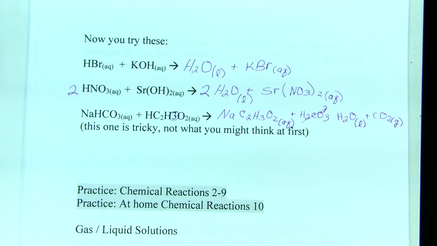So, as you're looking at these, you have a lot of jobs. You look at the equation. You identify the cations and anions in your reactants. You kind of break it apart in your head. Then you trade partners, writing the proper formula. You balance the equation, and you add subscripts.